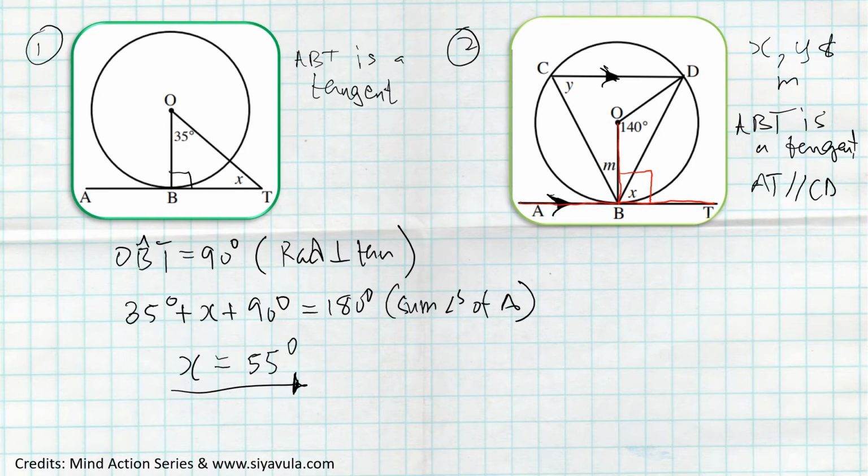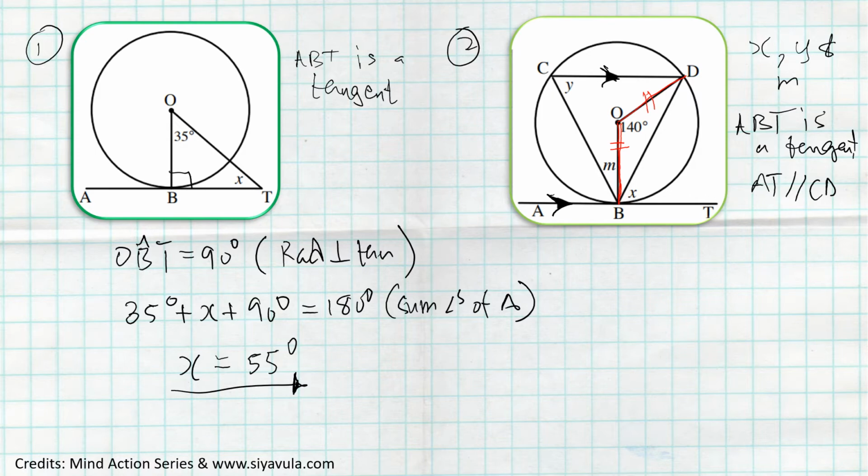But look at this. This cannot really help us to solve for x, because we don't know this angle there. Meaning that if we get that angle and we use that 90 degrees, we can solve for x. So we have to first get that angle. How are we going to get that angle? Very simple. We know that OD is a radius, and OB is also another radius.